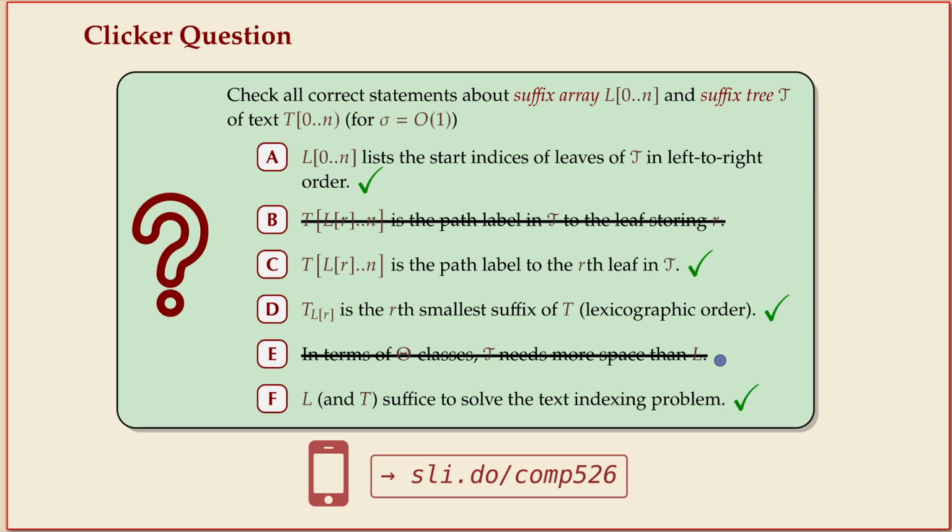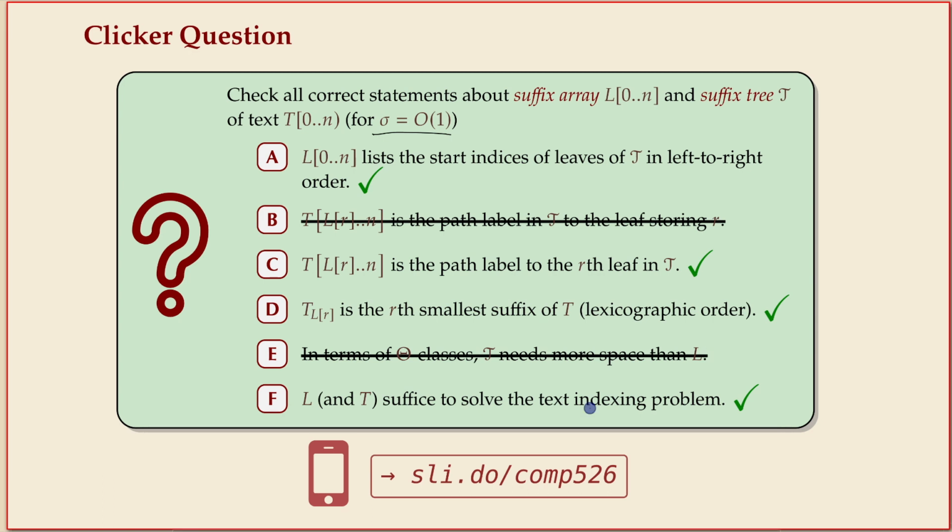Both the suffix array and the suffix tree, under the assumption that the alphabet is constant, take a linear amount of space, theta of n words of space. But the constant for the suffix tree will be much bigger. And indeed, for the suffix array, the alphabet doesn't even make a difference. All that I'm storing is n numbers, n indices between 0 and n. So for the suffix array, the alphabet size is irrelevant, and for the suffix tree, that certainly plays a role.